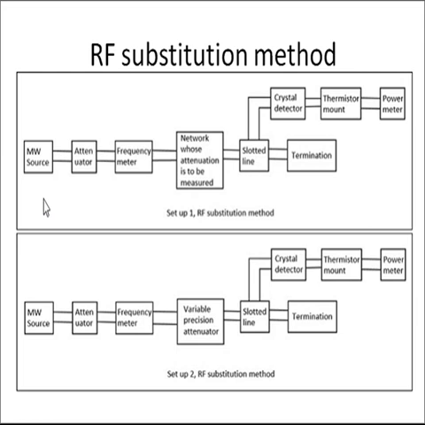Now the source will generate the signal and it will be transmitted through a series of devices onto the receiver side. On the receiver side the crystal detector will detect the signal, and that level will be indicated on the power meter. For example, let it be 10 millivolts indicated by the power meter in setup 1. Now let us go for setup 2.